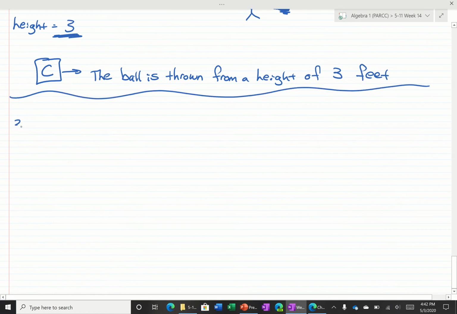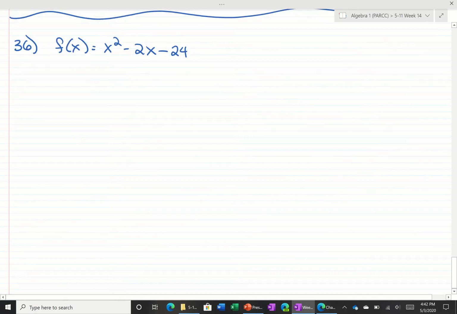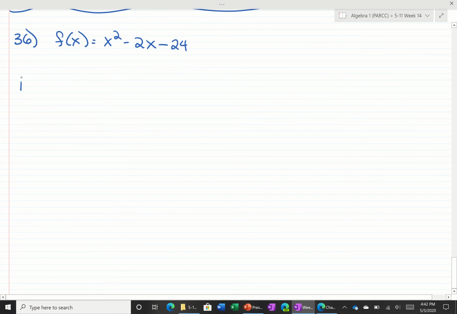Alright, so for problem number 36, it says we have a function f of x is equal to x squared minus 2x minus 24. And for part A, it's saying if f of x plus 3 is equal to x squared plus kx minus 21, what's the value of k?